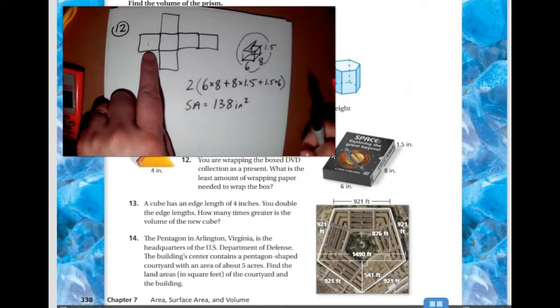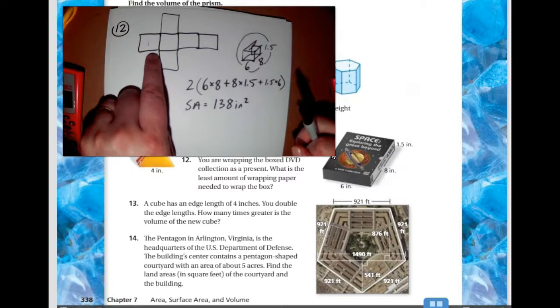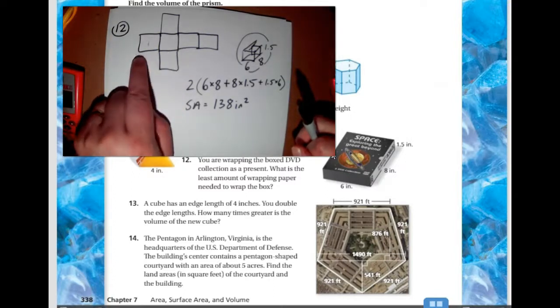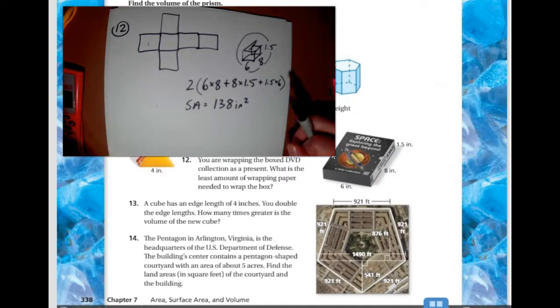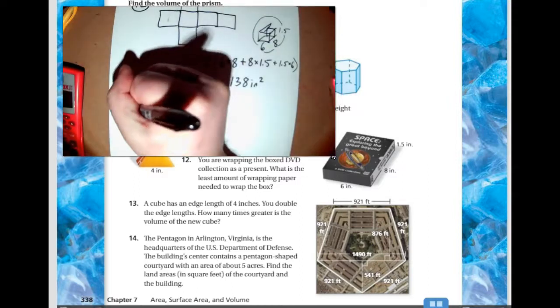I didn't show this part, but if we wanted to, we could label all of the spots here on our net. We could find the area of each individual rectangle and then add them together. That's just an alternate way of doing it, which I think you'll find to be more time-consuming, but still accurate. Let's move on. Take a look at number 13.